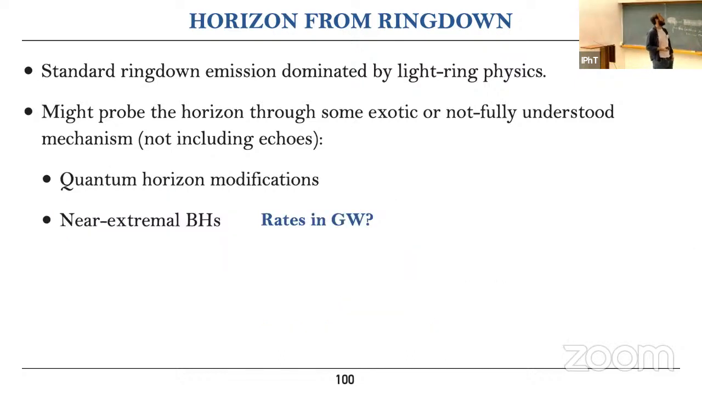Near extremal black holes would actually be an incredible probe of horizon physics, because in that case, the light ring goes towards the horizon. Yeah.